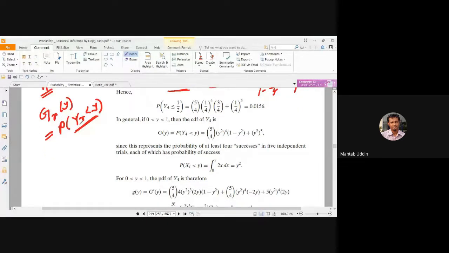This will give a formula. If you input the y, you will get the probability directly. Once again, we need another thing. This capital G is CDF. From CDF we can find the probability. From CDF what you can find? Probability. But sometimes we actually want the probability function. This is g_r(y).